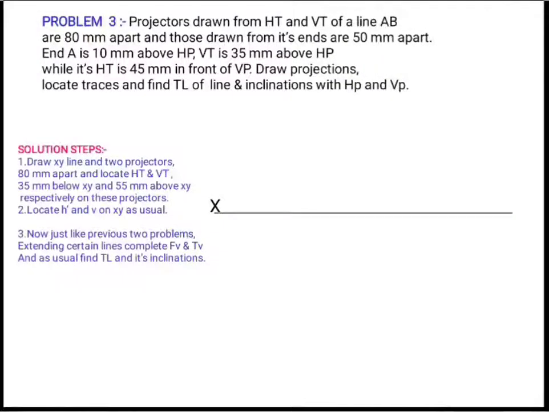Now we can solve this problem. Start from the XY line and at a convenient position draw the vertical projector. The distance between the projectors which are passing through the horizontal trace and vertical trace is 80 millimeter. So first we have to draw the vertical projector for the horizontal trace, and next another vertical projector for the vertical trace, which are 80 millimeter apart. So the distance between these two projectors is 80 millimeter.